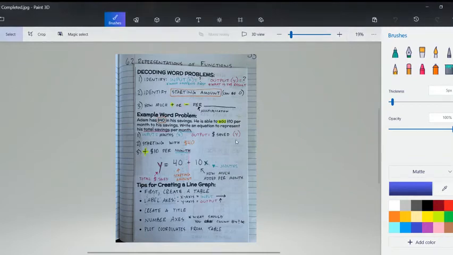Hey guys, today we're going to be doing 6.2, which is representations of functions. For example, line graphs, word problems, all that. Here's the first page of finished notes. If you want to pause, you can look at those a little bit, but obviously we'll be going through and filling them out together.